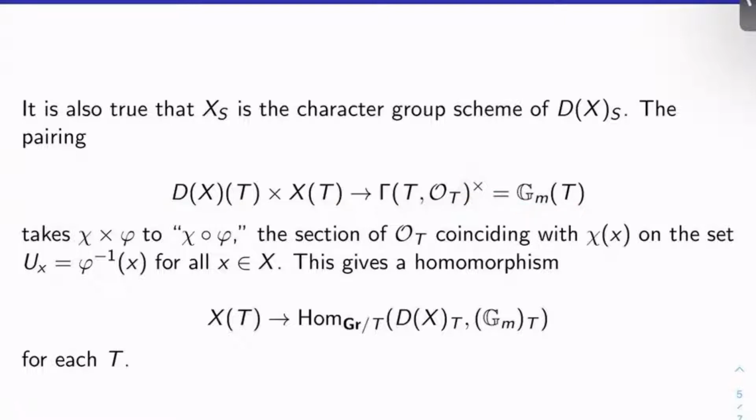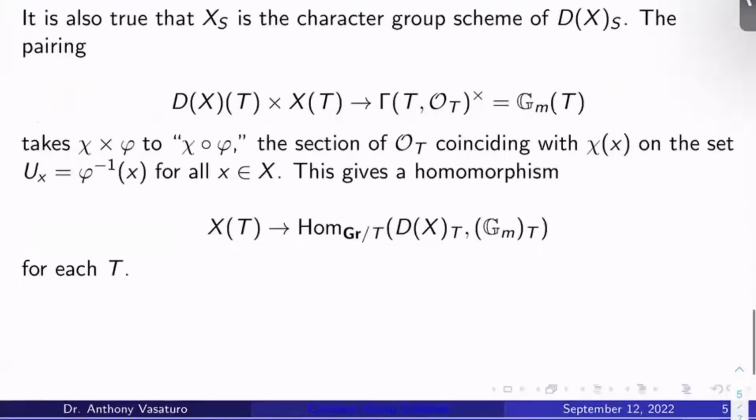And what does this pairing do? It takes chi cross phi to, in quotes, chi of phi. And by that, I mean, it's the section of O_T, the structure sheaf on T, coinciding with chi of x on the set U_x, which remember is phi inverse of x. And that holds for all little x and big X.